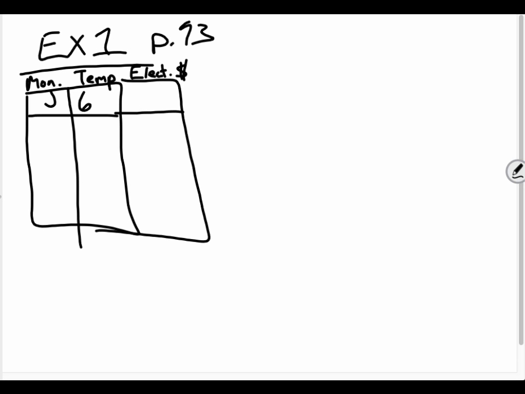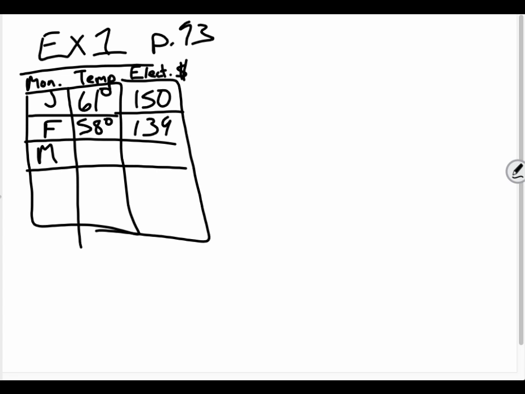Okay, so the average temperature was 61 degrees Fahrenheit, and the electricity bill was $150. In February, the average temperature was 58 degrees, a little colder. The electricity bill was $139. In March, the average temperature was 67 degrees, and now the electricity bill was a little higher.